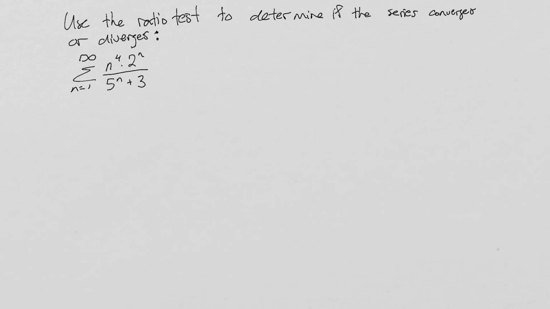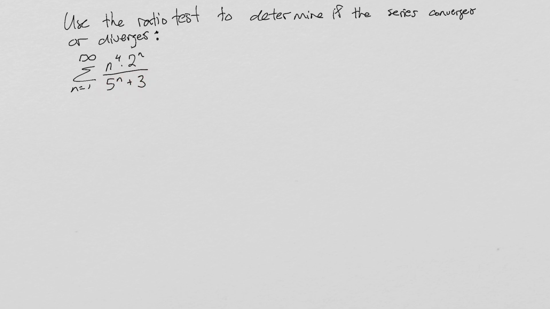All right, in this video, we are going to use the ratio test to determine if the series converges or if it diverges. And here's our series right here. Sigma n equals 1 to infinity, n to the fourth in the top, 2 to the n in the top, and then 5 to the n with a plus 3. This plus 3 is not up in there. These are two separate terms.